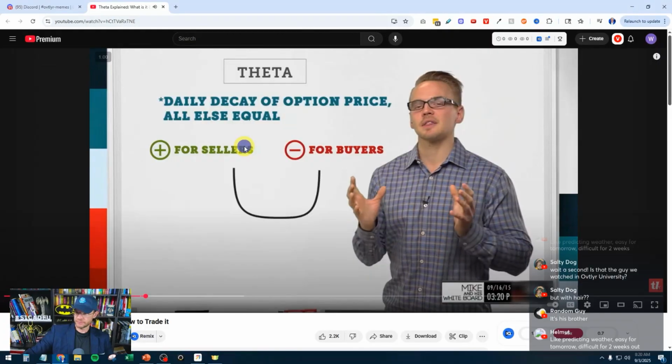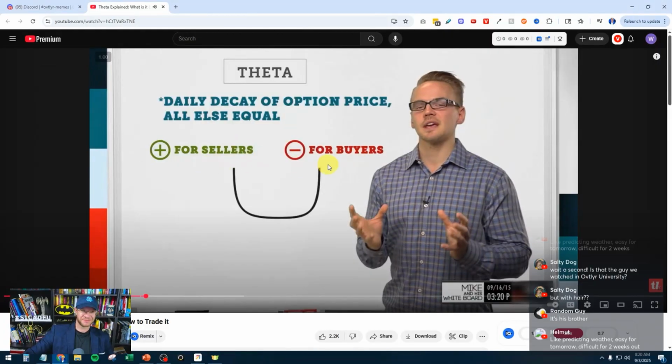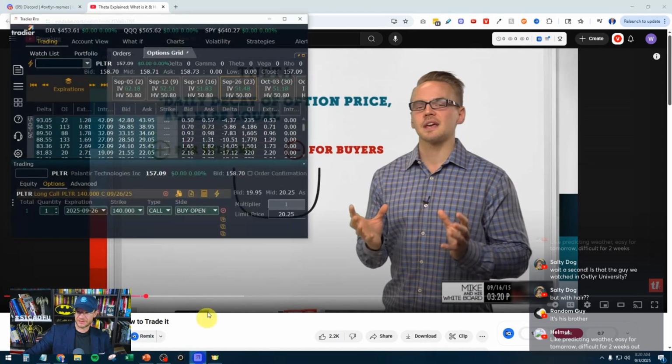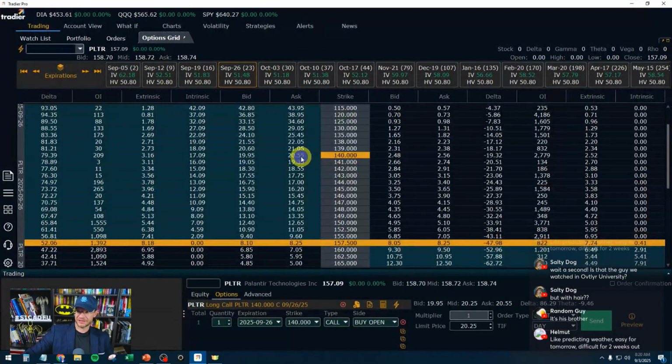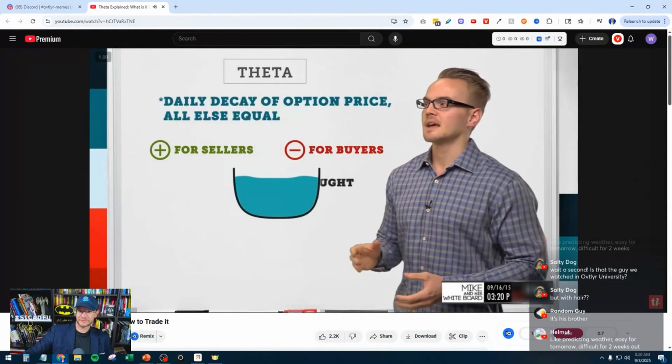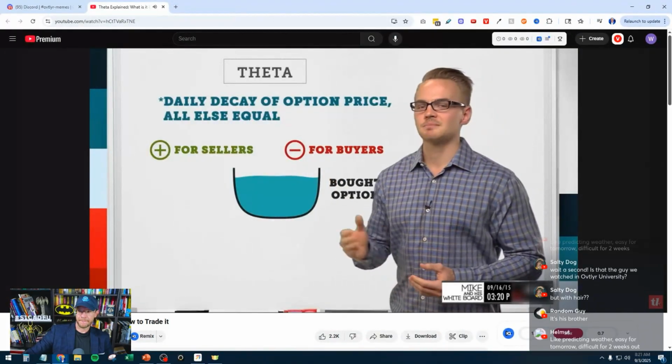So when we're talking about theta, first off, that just irritates me. Sellers are green and buyers are red. That's weird because literally every time in the history of time, isn't it like when you buy an option that it goes green? I forget. Either way, specifically, it's good for sellers and it's bad for buyers.